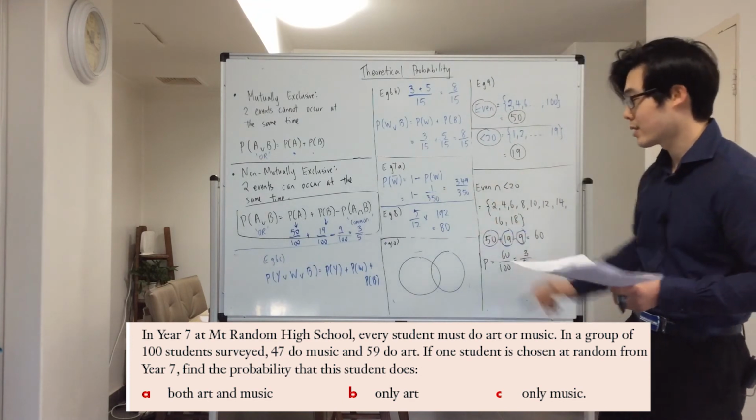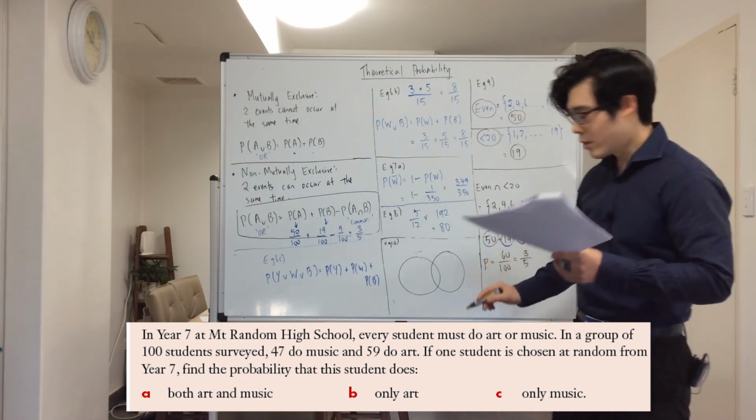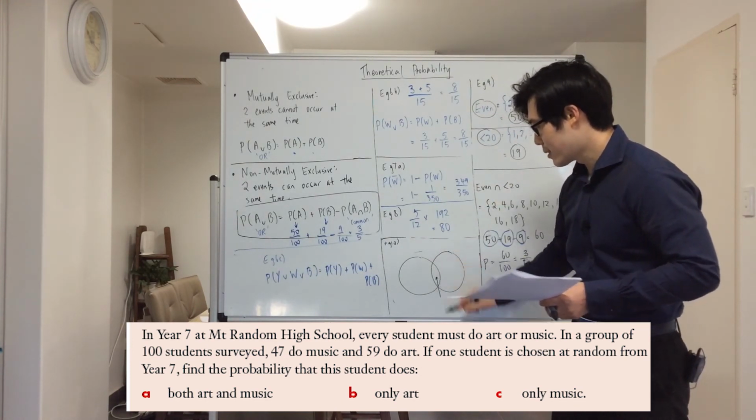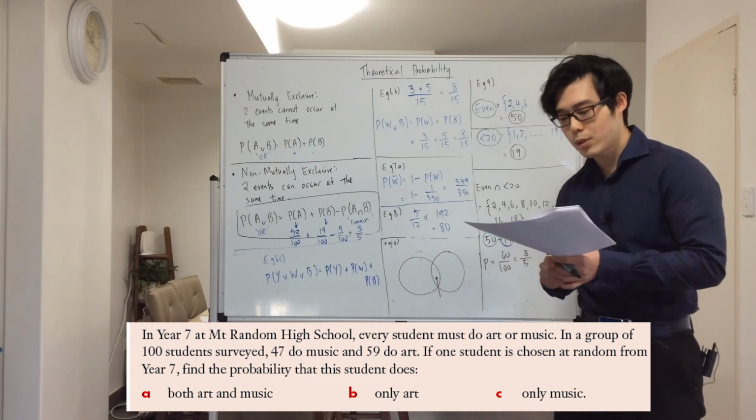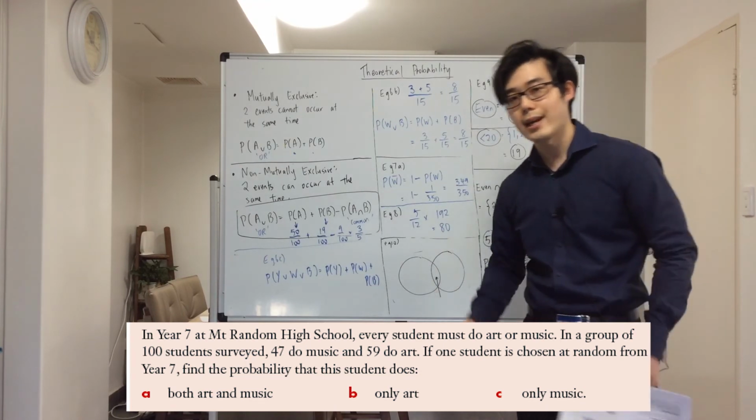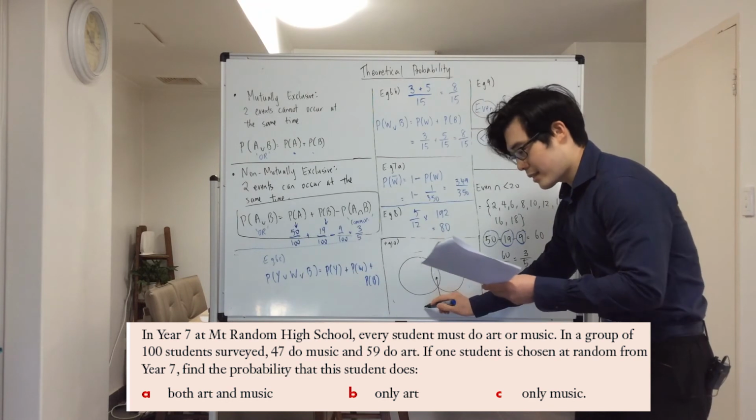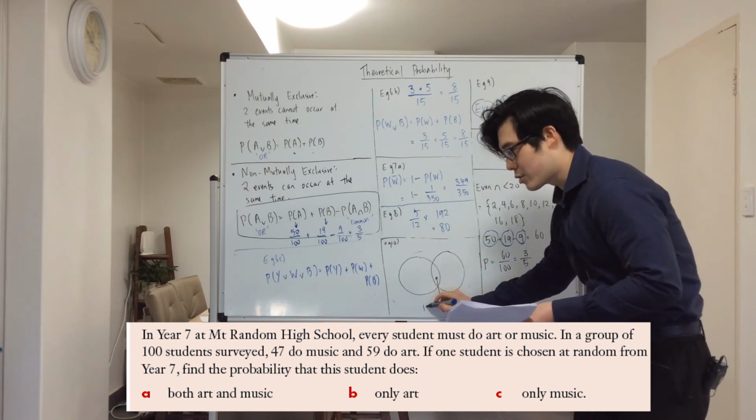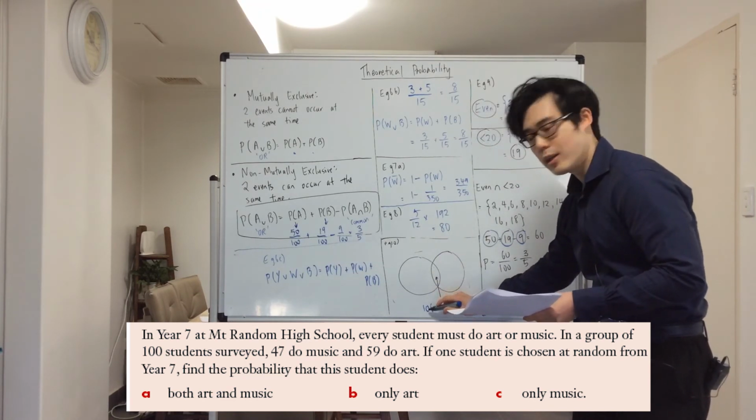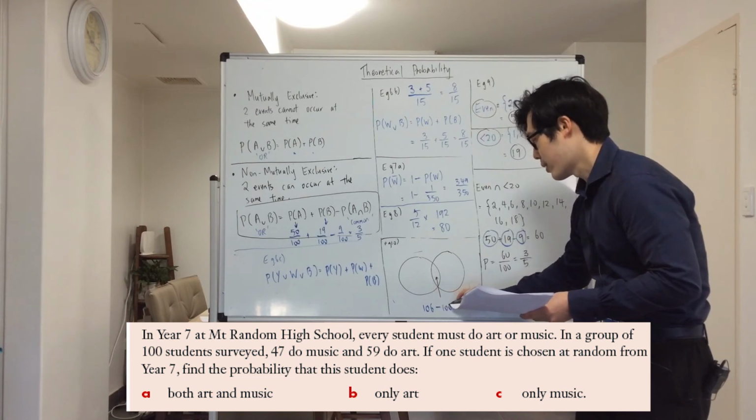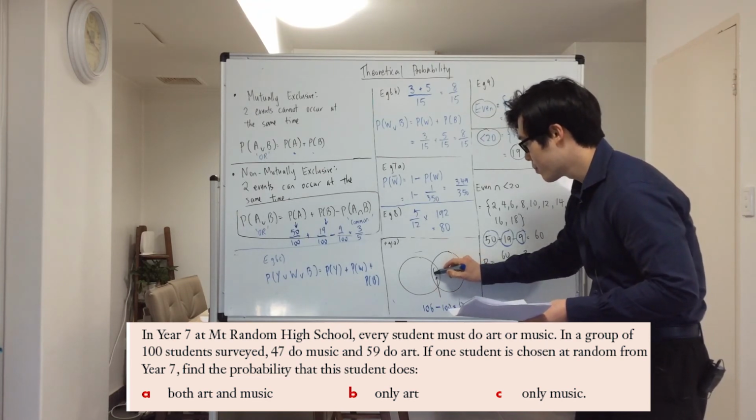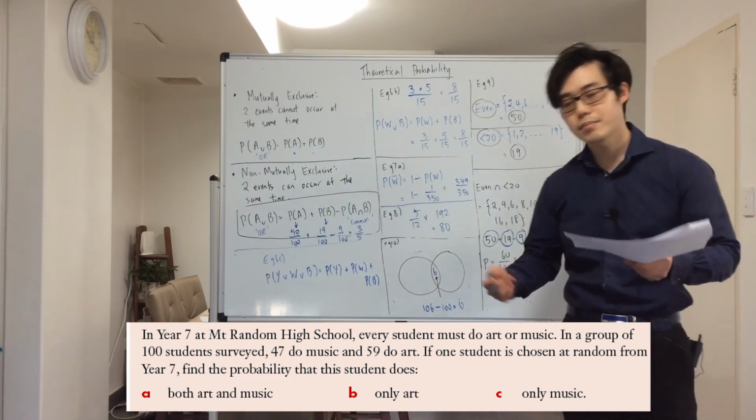So the first thing you do, like I said from last lesson, is fill in the number that's common between the students that do music and art. And to get that number, it's actually what I've said. You know how I said I got 106, which is more than 100? You get that total, take away the number of students surveyed. So that's the people that do music and art.